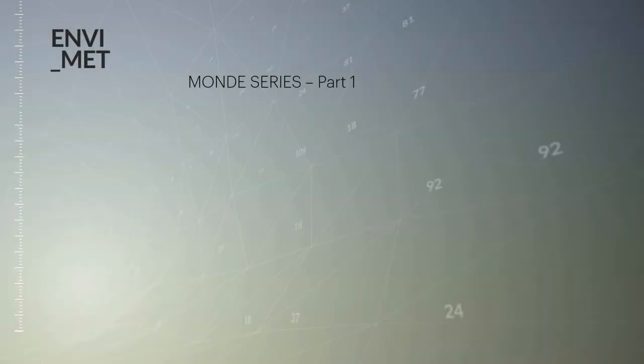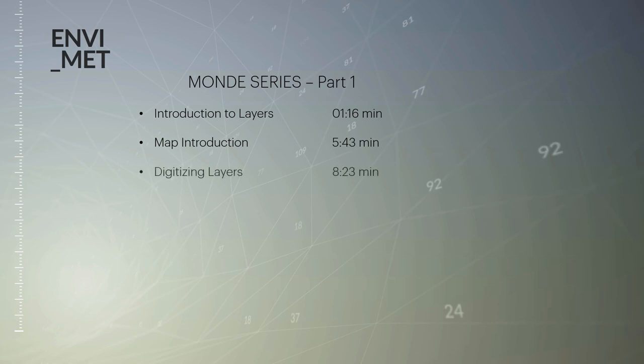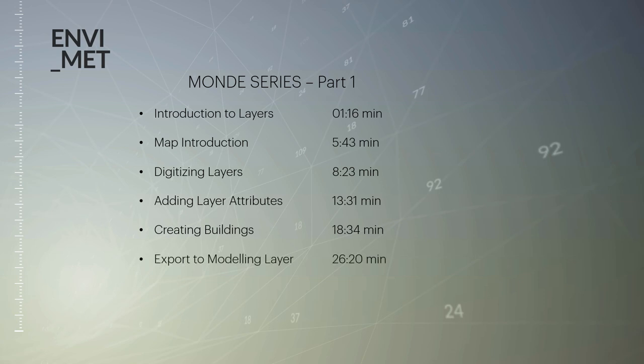I'm the lead developer of ENVI-met, and I'd like to welcome you to the very first video of our new series about our new software component, ENVI-met MONDE. MONDE is a vector-based editing system which is designed to bridge the gap between your mostly vector-based world like GIS software or CAD software programs or building information management, be it OpenStreetMap or other things, and the ENVI-met model, which is basically a grid-based model.